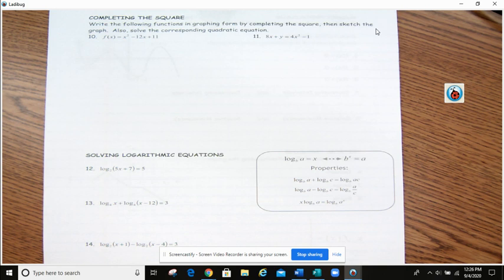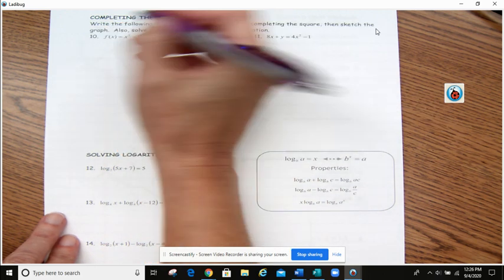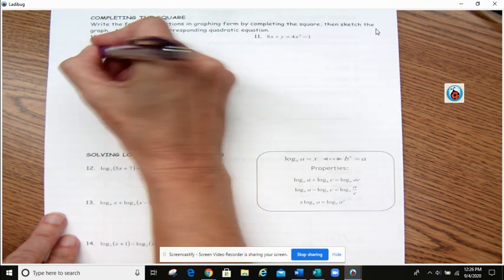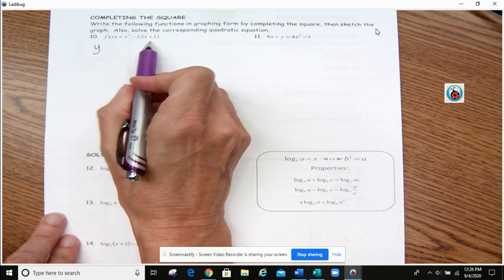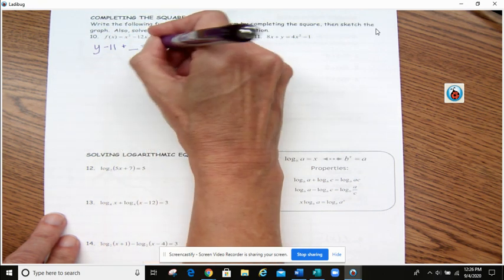But the process for completing the square, the steps are basically the same whether you're solving or you are trying to put it in graphing form. So I'm going to change that to y because it's just easier to write. And our first step is to move the constant to the other side. That constant is 11. So if I move it to the other side, it's going to be negative 11, and leave room to complete the square on both sides.